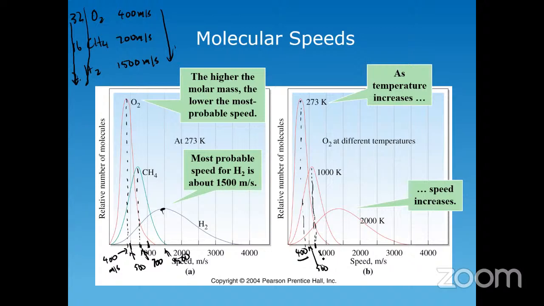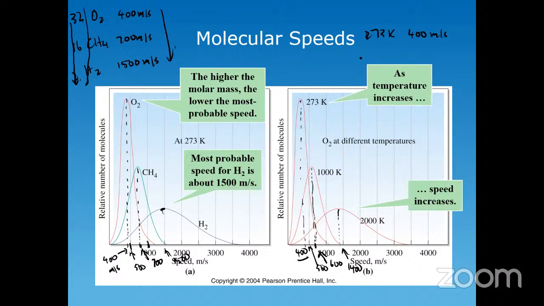600, let's say. And then here, the vertical is almost at 1,500. The vertical, if you found the maximum, so I would say this is about 1,400, right? So basically, at 273 Kelvin, the average speed would be 400 meters per second.